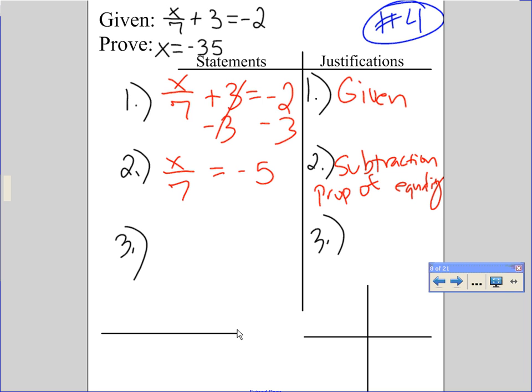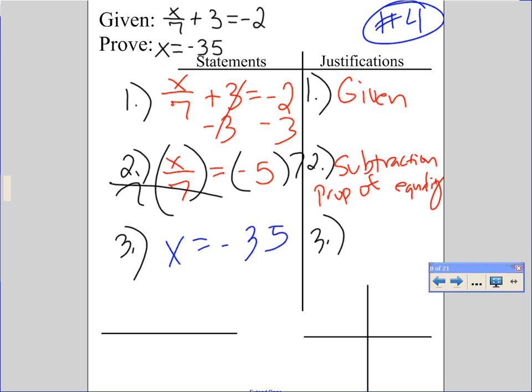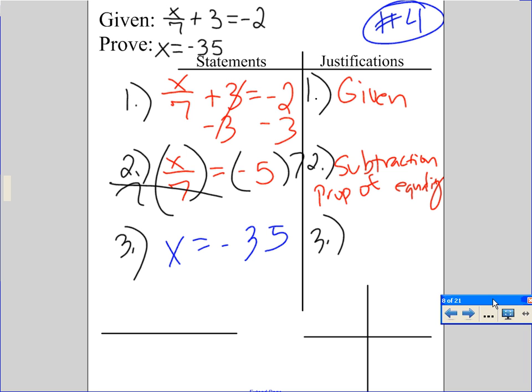Good. So this is the part where you need to take the denominator or bottom of the fraction and get rid of it. Multiply both sides by the bottom of the fraction. Okay, get rid of it. We're left with x equals negative 35, which is what we had to prove. We had to show that x was equal to negative 35. Liz, how did we get to that, or what property did we use?